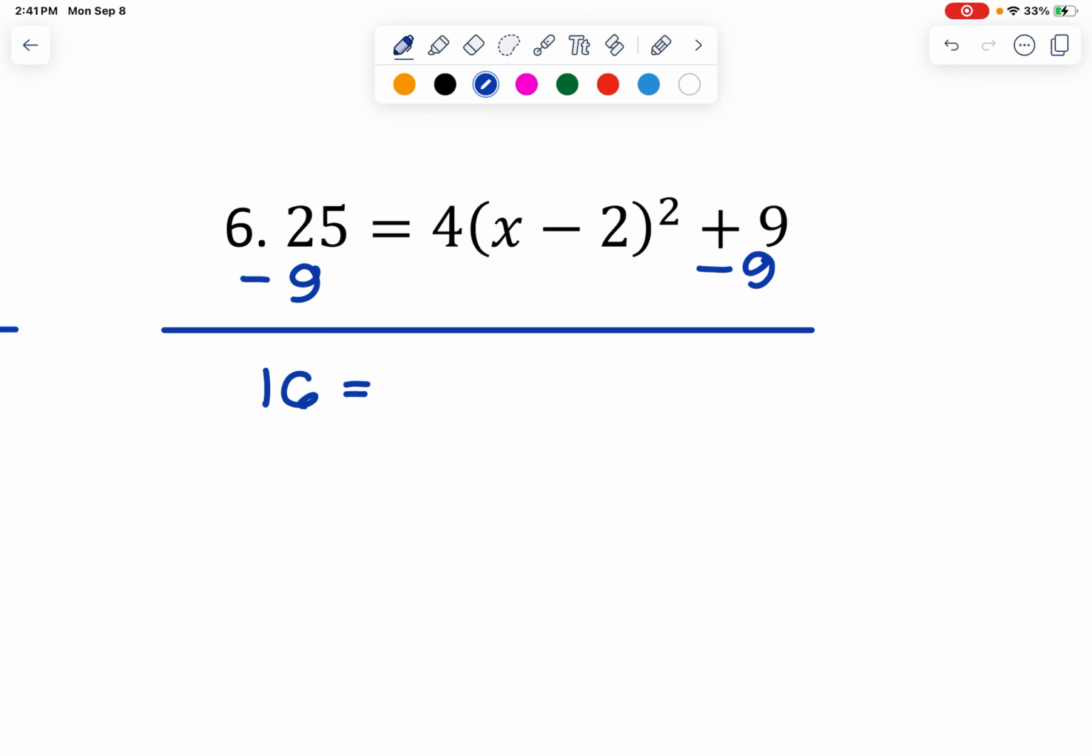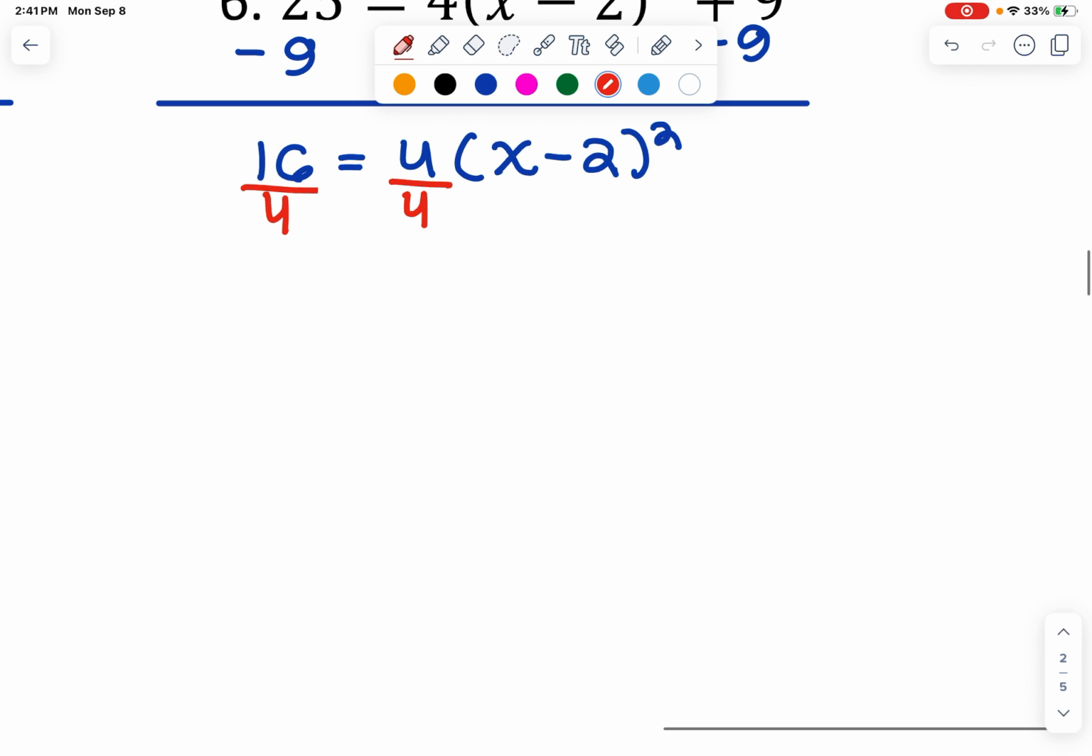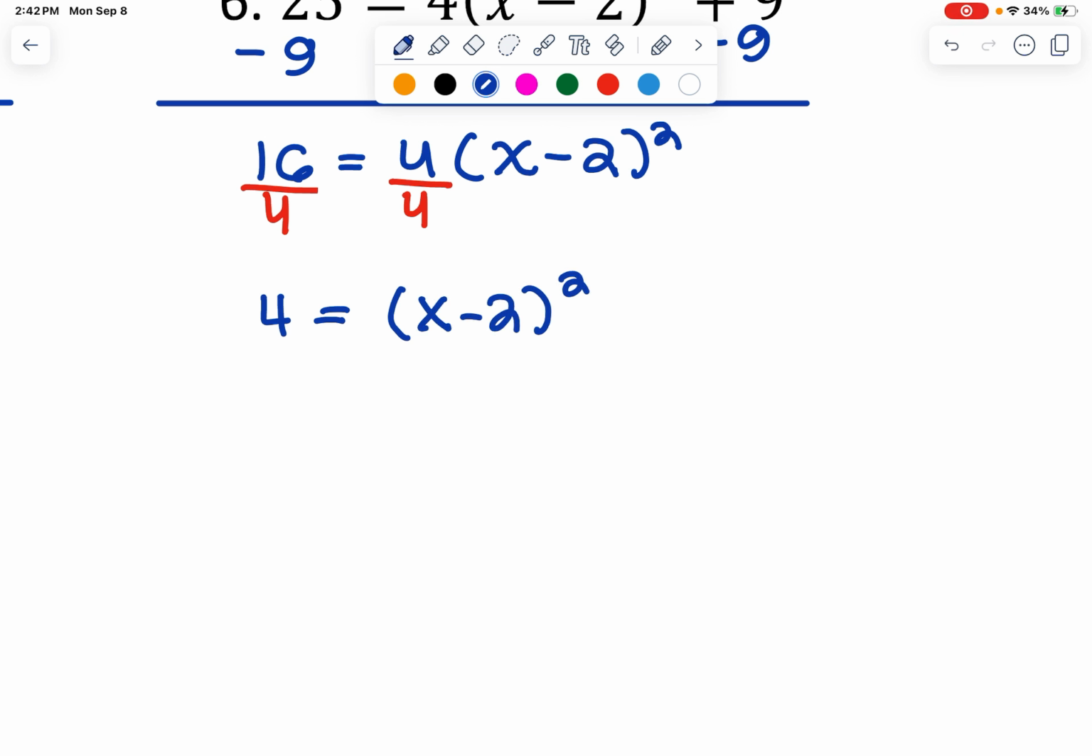16 equals 4 times the quantity of x minus 2 squared. All right, so now I can't square root yet because that 4 is in front, so I'm going to divide both sides by 4. I have 4 equals x minus 2 quantity squared, and now I'm going to square root to solve. Plus or minus, the square root of 4 is 2, equals x minus 2.